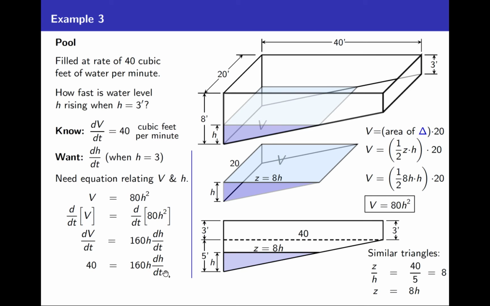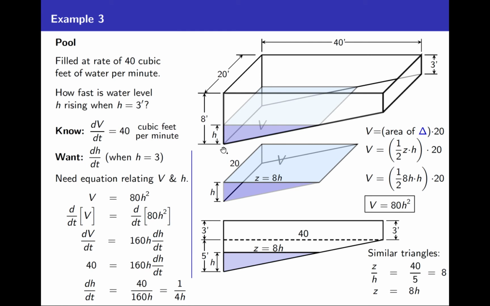And remember, we're looking for dh/dt. We can solve for it by dividing both sides of this equation by 160h. So dh/dt equals 40 over 160h. Simplifying, that's 1 over 4h. So dh/dt, the rate of change of height with respect to time, is 1 over 4h feet per minute. That tells us the rate of change of height for any h, and that depends on h.